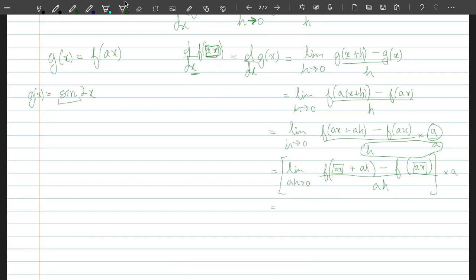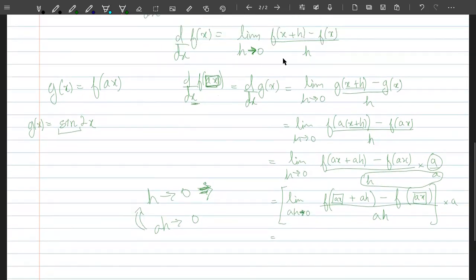Now, is this valid? Normally I cannot just multiply by a, right? That changes values, but here h is approaching 0. So as h approaches 0, clearly ah approaches 0 as well. So h approaches 0 implies that ah approaches 0 as well, and of course this in turn implies this. If ah is approaching 0, h also approaches 0. So these two are equivalent conditions. So I can do this, and now this is in the standard form of derivative definition in terms of limit.